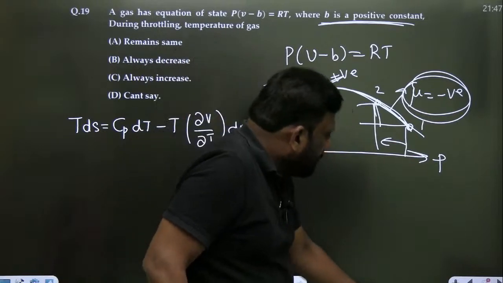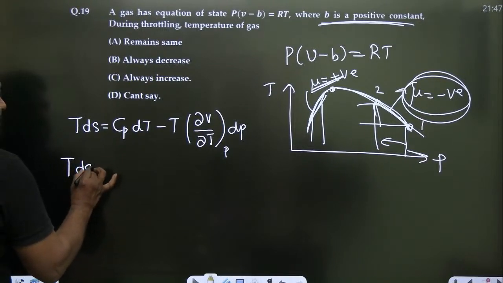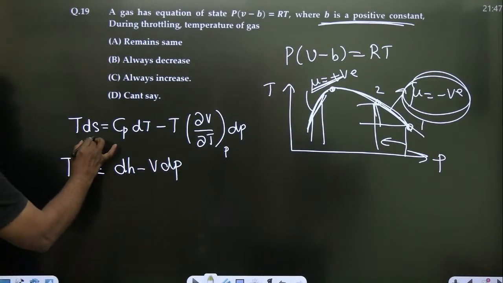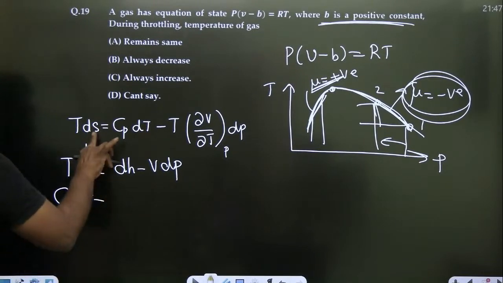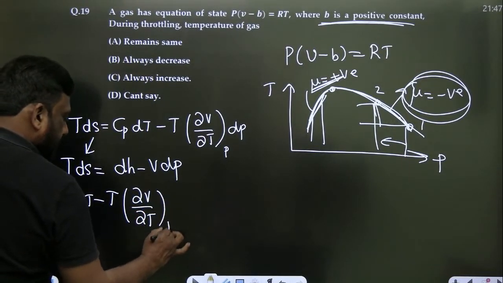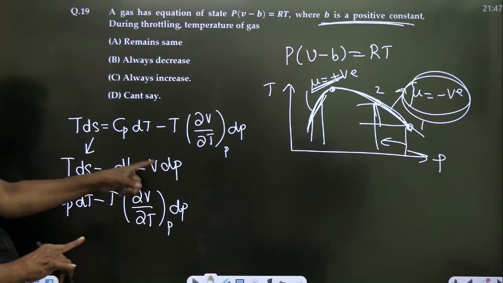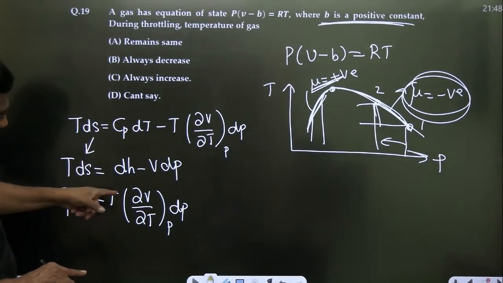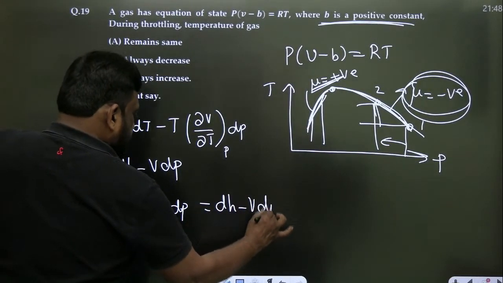चलो हम जूल-थॉमसन कोएफिशिएंट को कैलकुलेट करेंगे. We know that TdS is equal to dH minus VdP. ठीक है सर. Already you know the second TdS equation. देखो, ये याद रखना है सर. TdS का देखो, CpdT minus T into (∂V/∂T) at constant P dP. Two TdS equations you are supposed to remember. Already I have derived this in class. ये मैं कुछ नहीं कर रहा हूँ. TdS is equal to dH minus VdP. I'm taking the second TdS. I'm just substituting the TdS value as CpdT minus T into (∂V/∂T)P dP in this equation, which is dH minus VdP. ठीक है सर. अब क्या करेंगे?